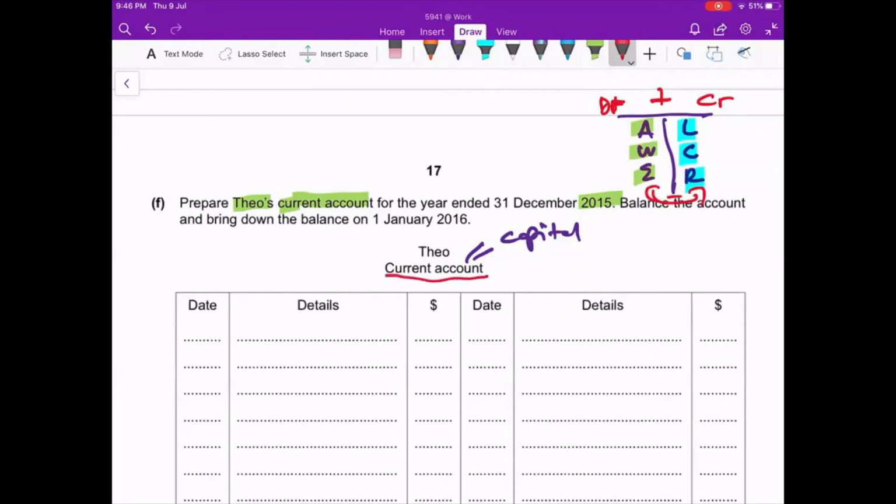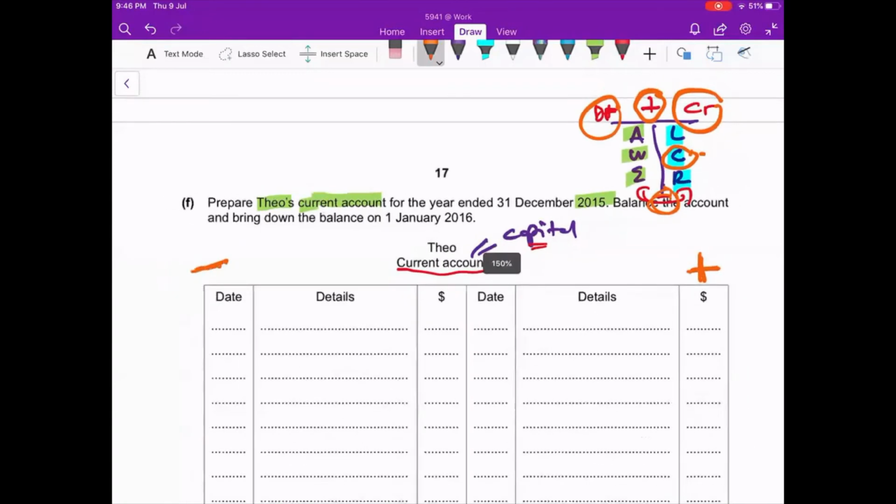And this current account is equivalent to capital. So we see the capital increase means credit. So whenever the current account increases, we put it on the credit side. Whenever the capital decreases, we put it on the debit side. So capital increase, credit. Capital decrease, debit. So we try to do this.